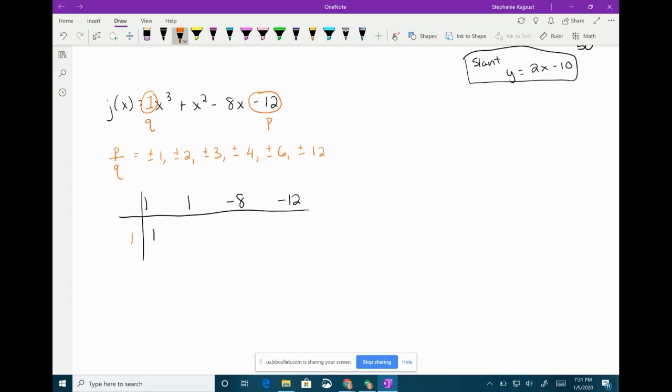And so we just multiply and add. So 1 times 1, multiplying those two together, that's 1. And I can put it on top. 1 plus 1 is 2. 1 times 2 is 2. 2 minus 8 gives me negative 6. And then I can see that I'm not going to get to 0. That's my goal. 1 times negative 6 is negative 6. This gives me negative 18.